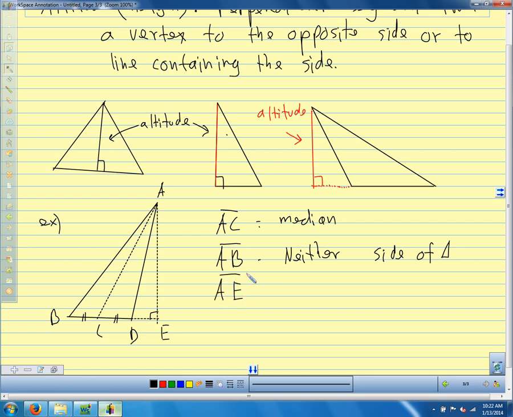How about AE? That is an altitude. It goes from the vertex to a line 90 degrees to a line containing the opposite side. So the median has to go to the middle. The altitude just has to make a 90-degree angle from one vertex.